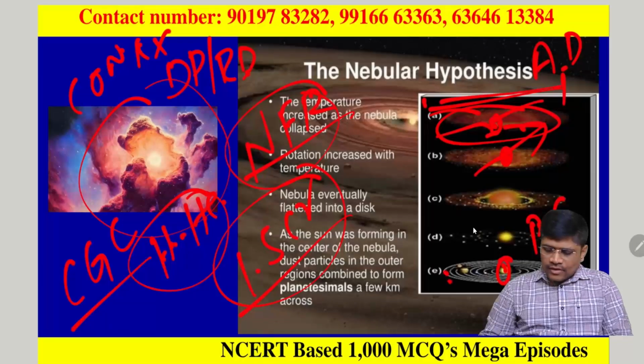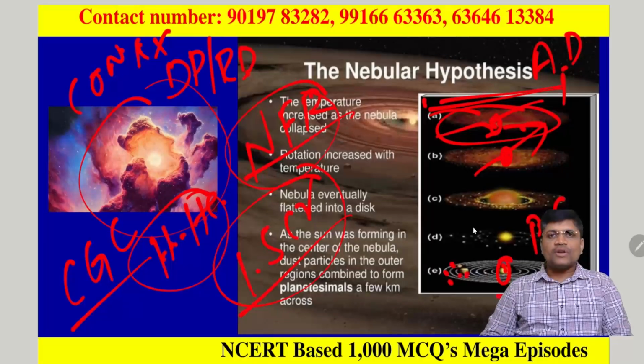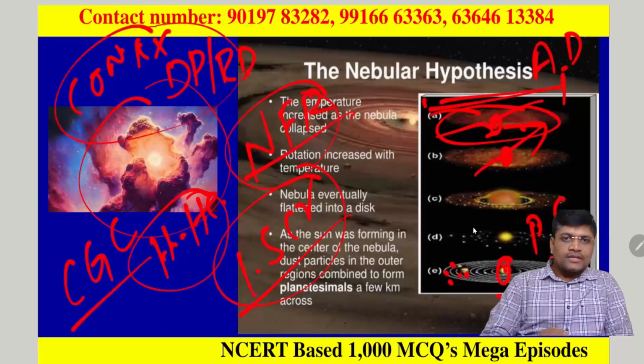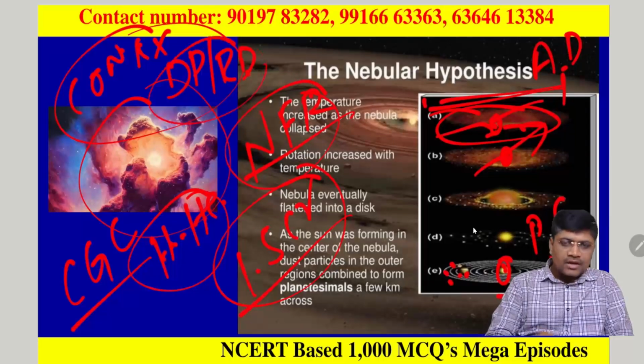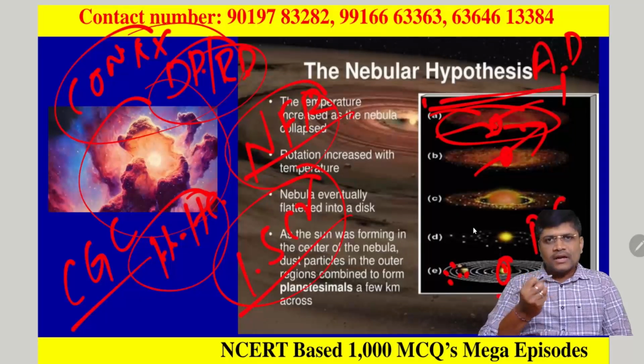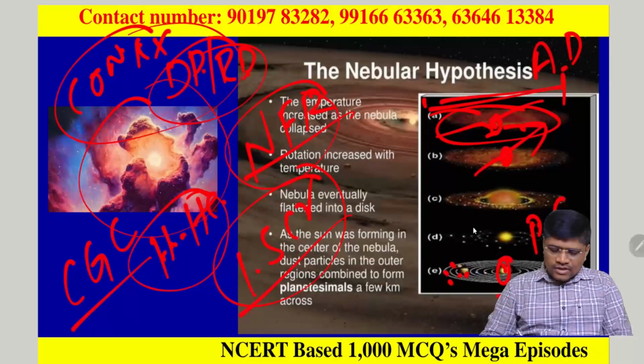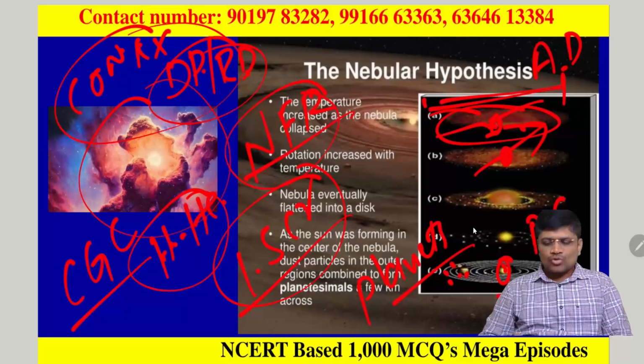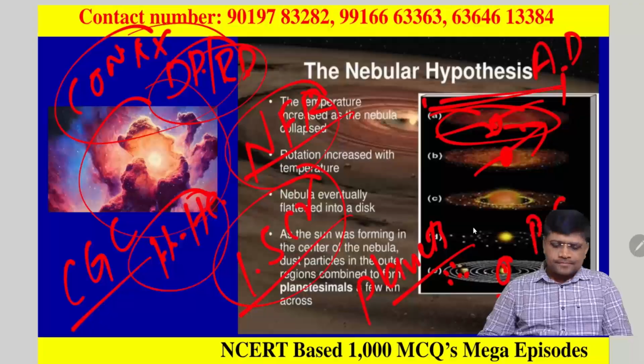And at the periphery of the nebula, there was the accumulation of the higher density elements, dust particles and rocky debris. They condensed, they collided, they adhered together, and they took the shape of the planets. Okay, so this is the story of the birth of the solar system.